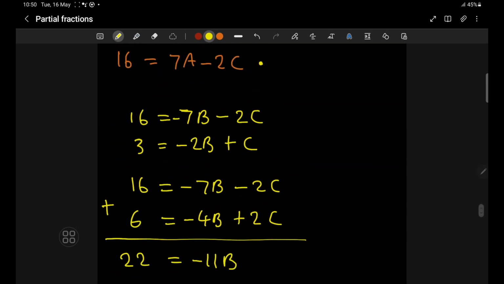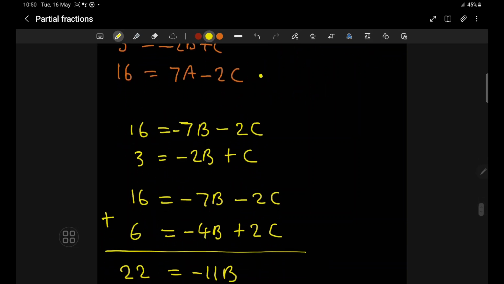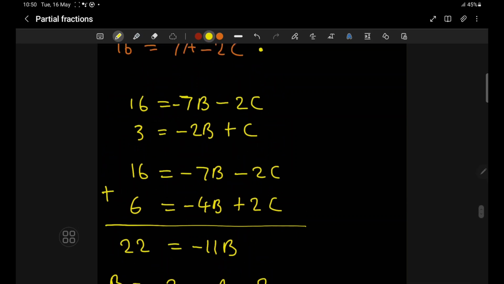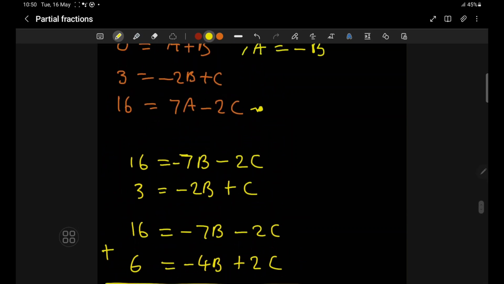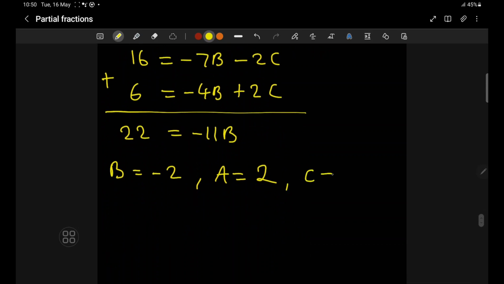So if b is equal to negative 2, remember we said a is equal to negative b. If we replace here with negative 2, we'll have a positive 2. So our a is equal to positive 2. And if we replace the value of a in this expression, we'll have c will be equal to negative 1.